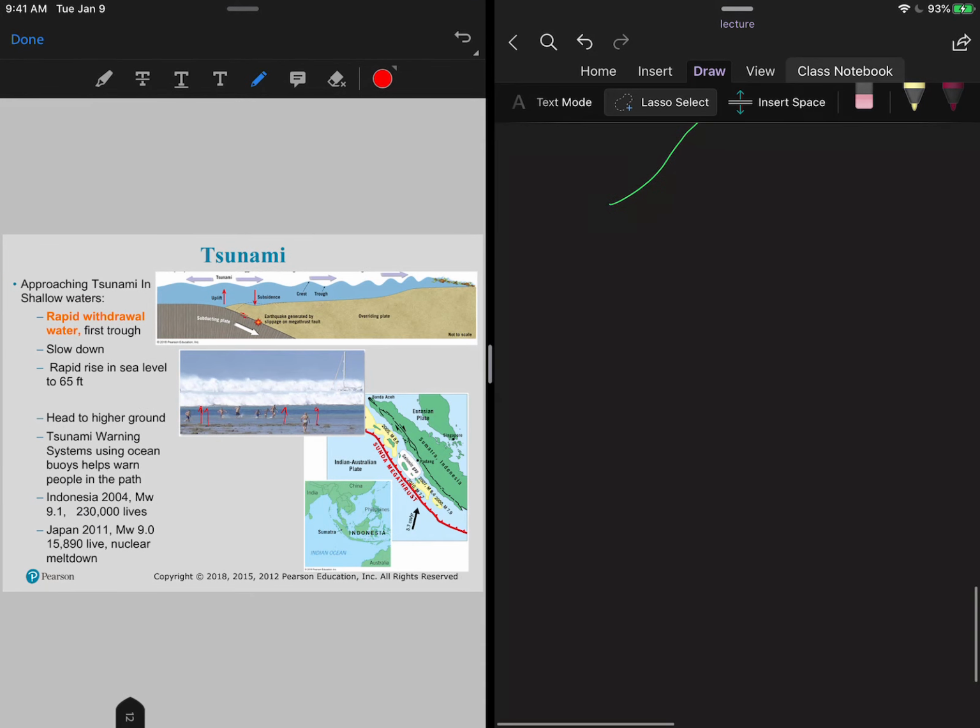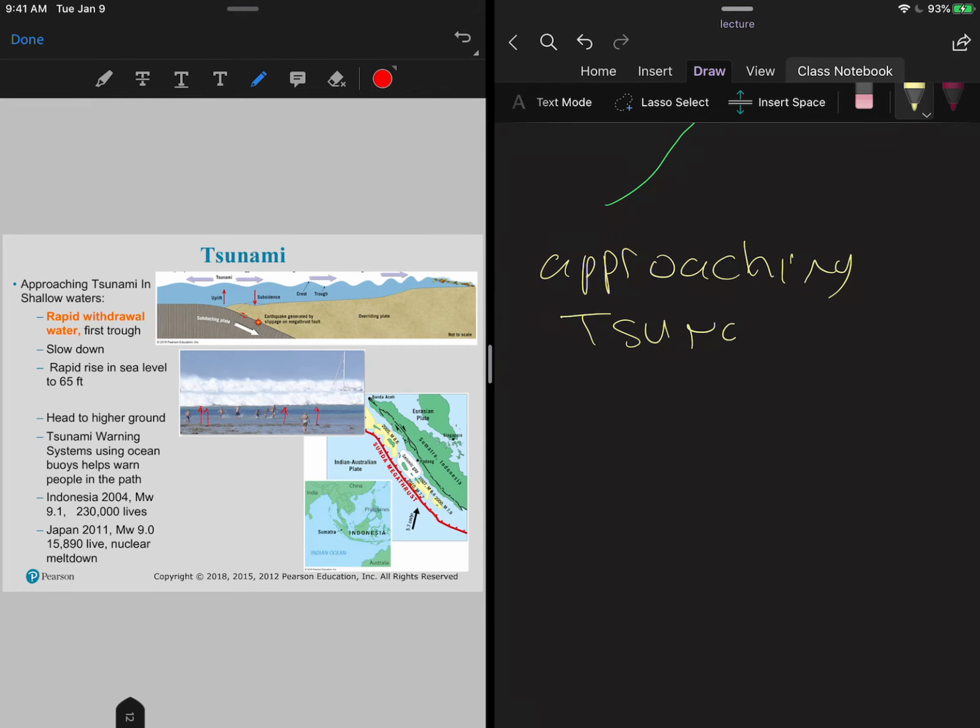So one clear signal of an approaching tsunami is a rapid withdrawal of the water. A signal of an approaching tsunami is the rapid withdrawal of the shoreline water, and it goes back farther than normal.